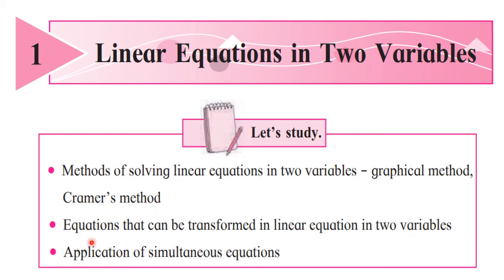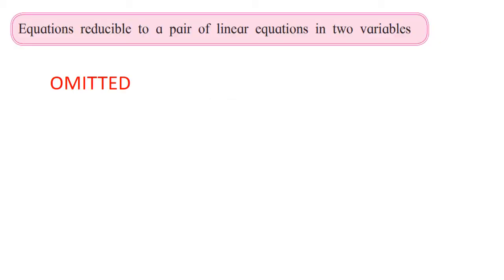Now let's go ahead towards these two topics. They are equations that can be transformed into a linear equation in two variables, and the last one is application of simultaneous equations. That means the word problems based on simultaneous equations. The part on equations reducible to a pair of linear equations in two variables is under the omitted syllabus. So take a note of this.